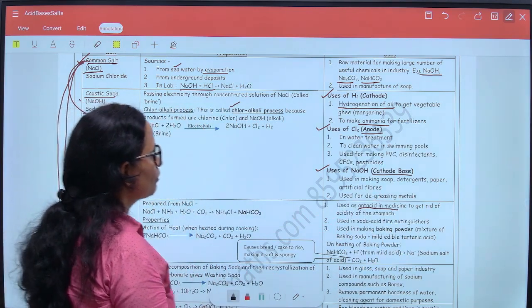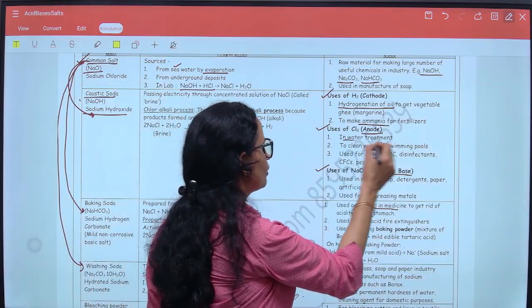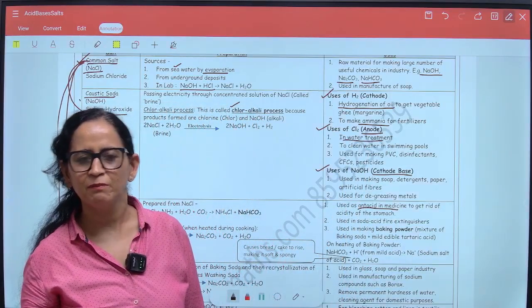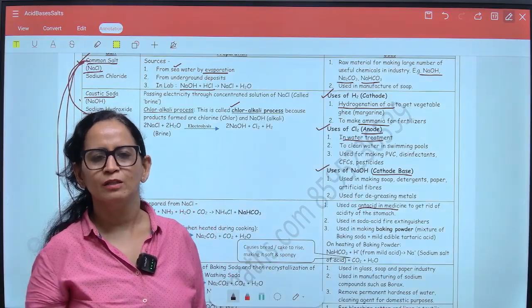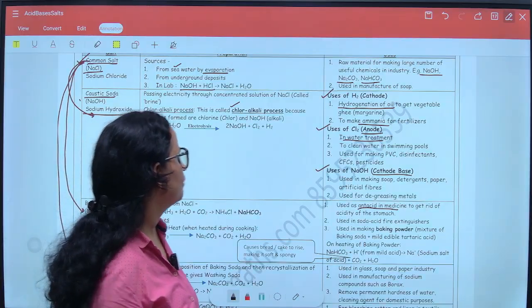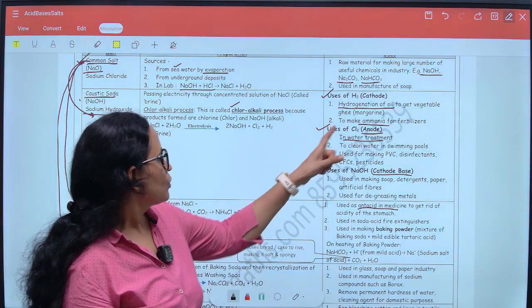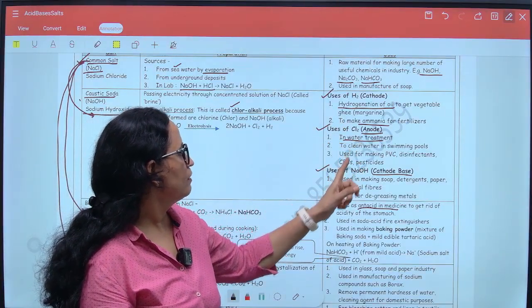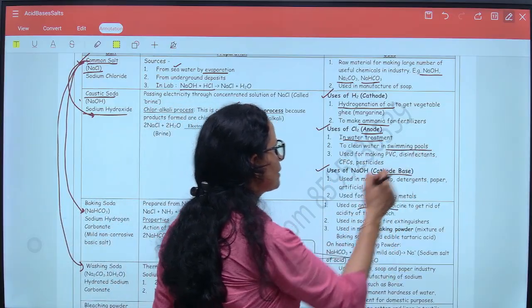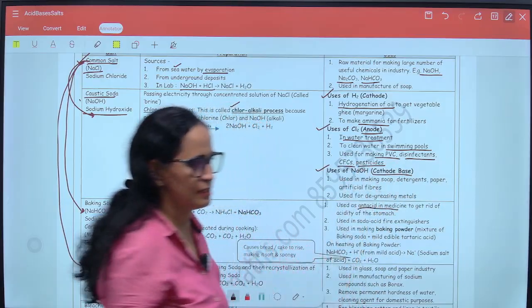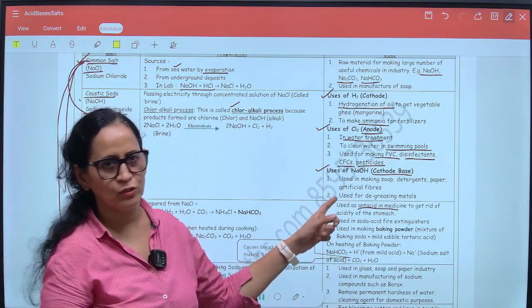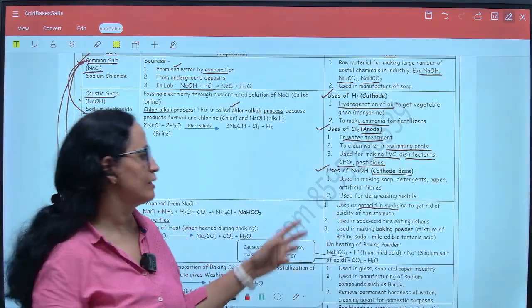Now what is the use of chlorine? Chlorine gas is used in water treatment. Those who do swimming must know that the swimming pool water is treated with chlorine to keep it disinfectant free. So chlorine is used for water treatment, clean water in swimming pools, and for making PVC, disinfectants, CFCs and pesticides. Next, NaOH, what we are getting from the base of the cathode.